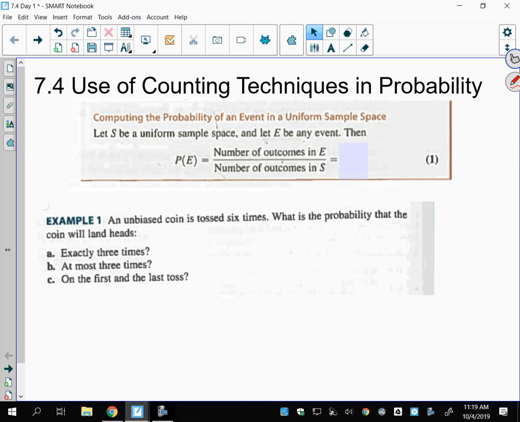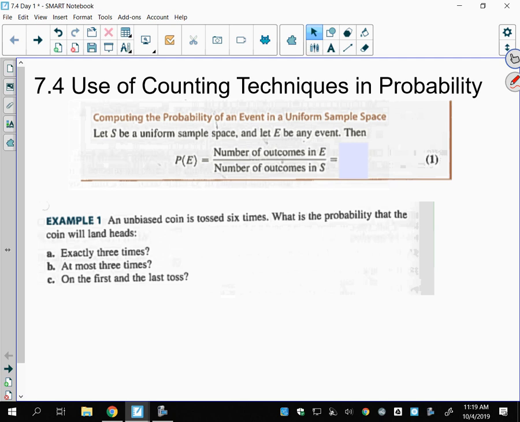Okay, guys, continuing our work here with probability. Some things it's impossible to find the probability of by just taking a sample. So that's where, if we know everything is equally likely, we can do the probability. It says, let S be a uniform sample space and let E be any event.